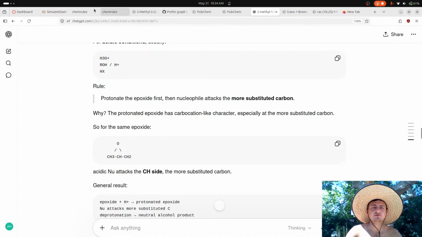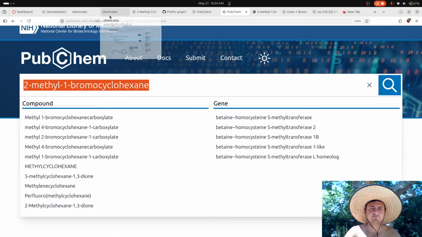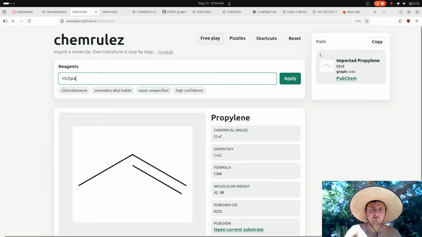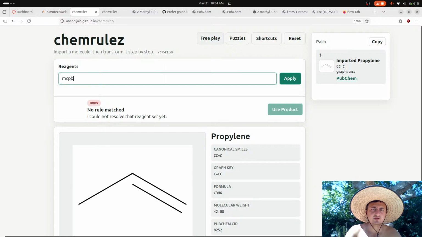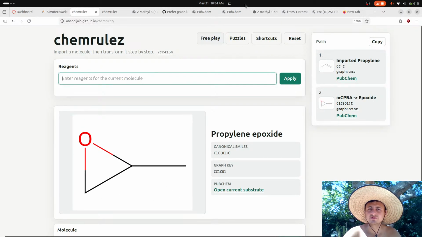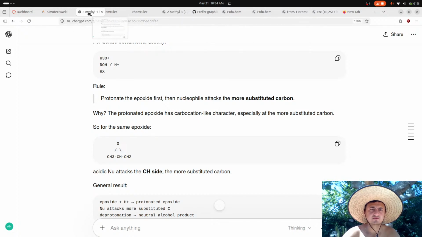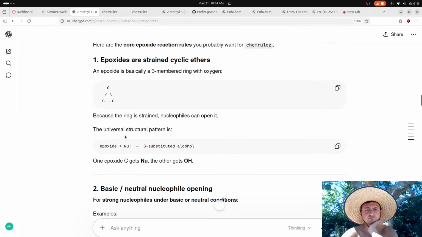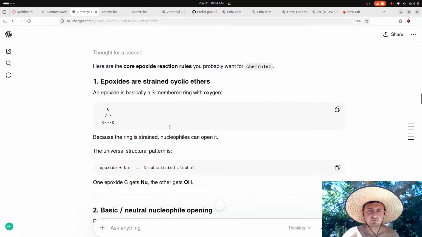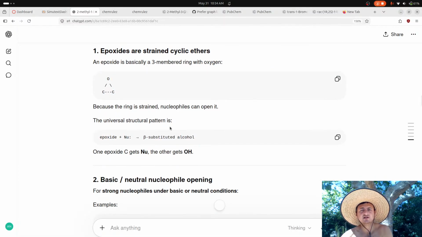Oh yeah, actually wait, can we do that? I want to check that. So propene, MCPBA. Now, what happens? Let's read what happens. Okay. Here are the core epoxide reaction rules you probably want. Epoxides are strained cyclic ethers. An epoxide is basically a three-membered ring with oxygen. Because the ring is strained, nucleophiles can open it.